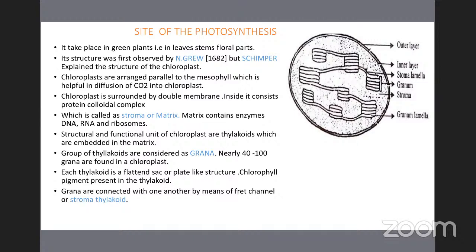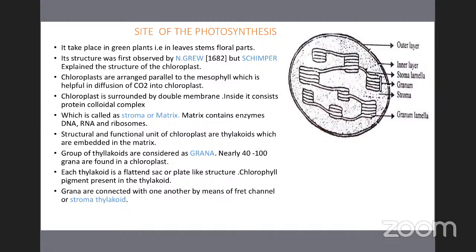This arrangement helps in diffusion of CO2 into the chloroplast. That is convenient for the diffusion of carbon dioxide from the upper epidermal cells into the mesophyll cells. So because of that reason, all the chloroplasts are arranged parallel to the mesophyll cells.